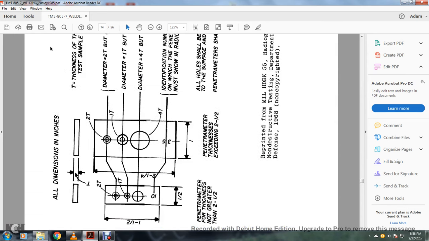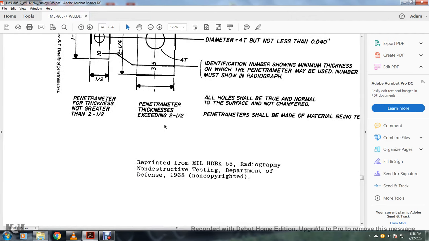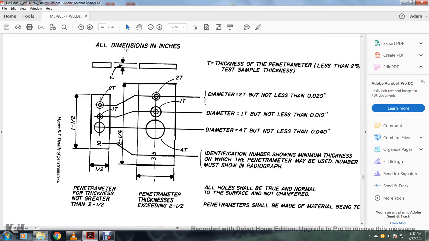And now I'm back up to this drawing. Alright, this shows the Military Handbook 55, Radiographic Non-Destructive Testing, Department of Defense, 1986 copyright. All dimensions are in inches. T is the thickness of the penetrameter, less than 2% of the test specimen thickness. Diameter 2T, but not less than one hundredth of an inch. Diameter 1T, but not less than one hundredth of an inch.